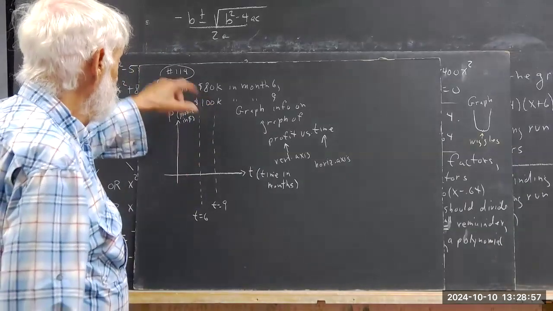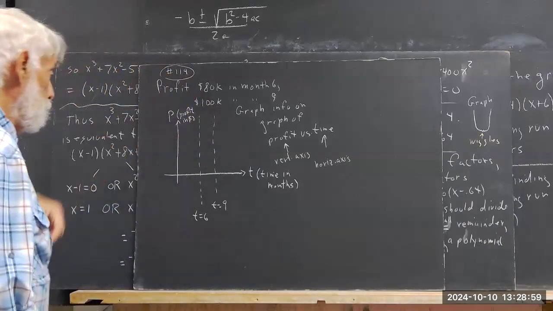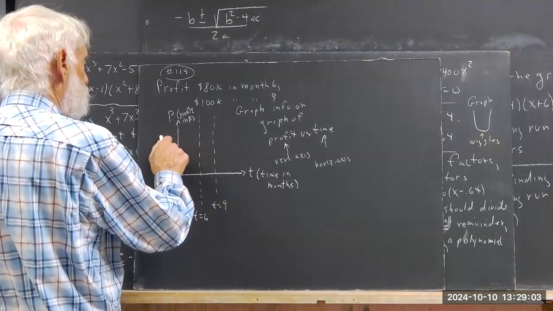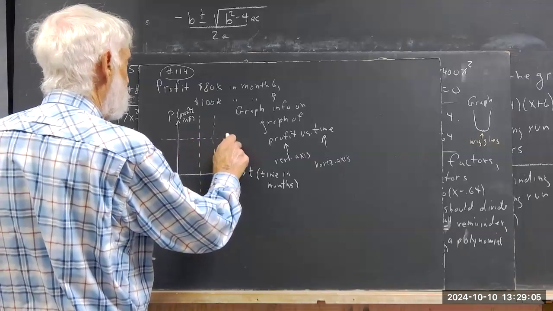Okay, then we got to put our profits on there. Well, profits are on the vertical axis. They're going to correspond to horizontal lines. So profit of 100,000, I'll put right here.